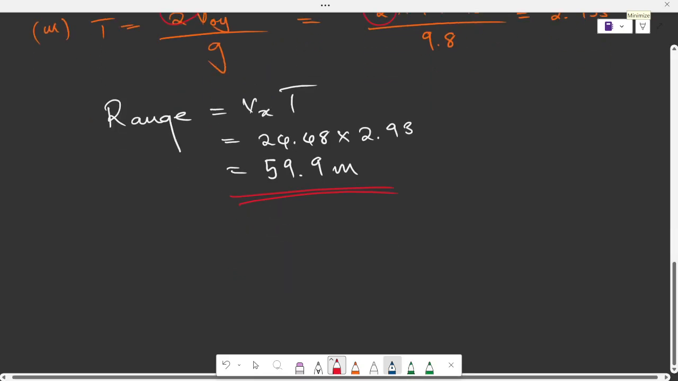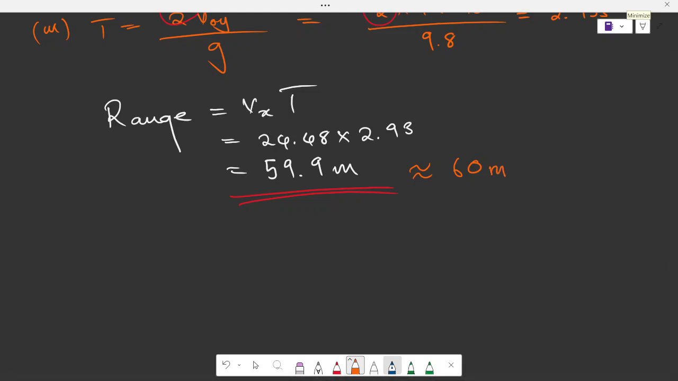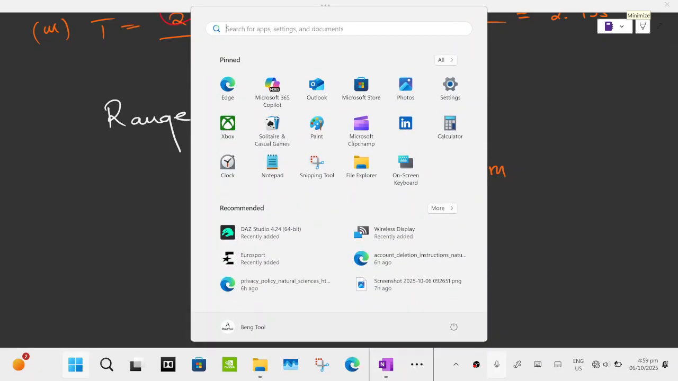So the ball is landing 59.9 meters away from the footballer. We can approximate this to 60 meters. Don't see any harm in doing that. So that's how you go about solving the given question.